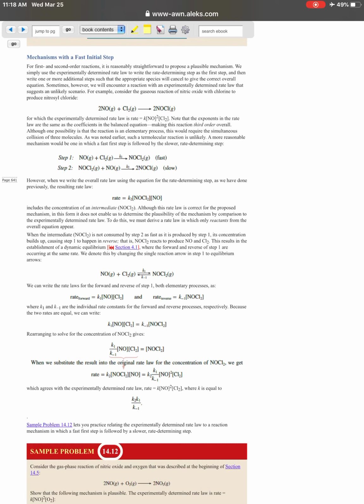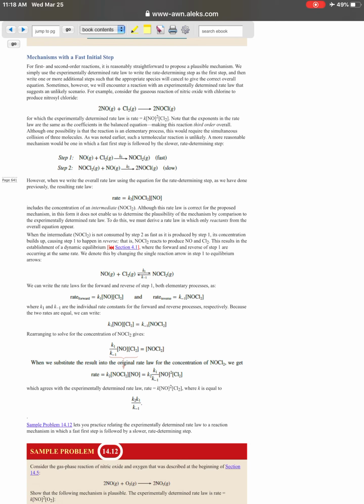A more reasonable mechanism would be one in which a fast first step is followed by a slower rate determining step. So this is different than the one we looked at before. In this one, the second step is slow. The first step is fast.